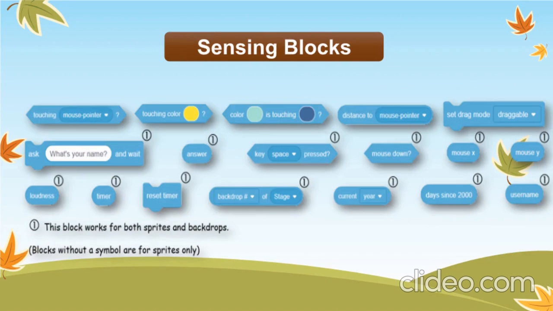Sensing blocks are used to detect specific circumstances in your scripts. These blocks can detect touch, key presses, mouse clicks, and more. Some of the looks blocks allow your sprites to talk, but they don't have the ability to wait for an answer, which is where the ask and wait sensing block comes in handy. Sensing blocks are light blue in color.